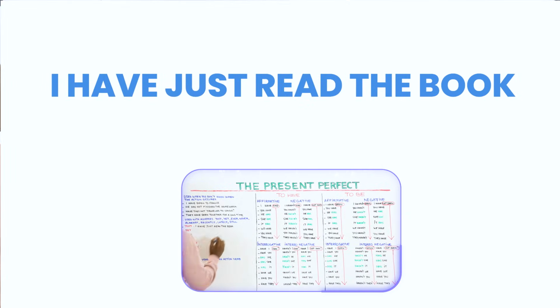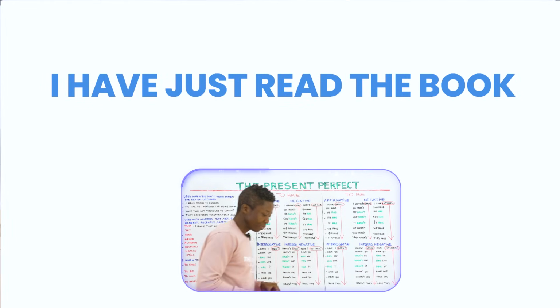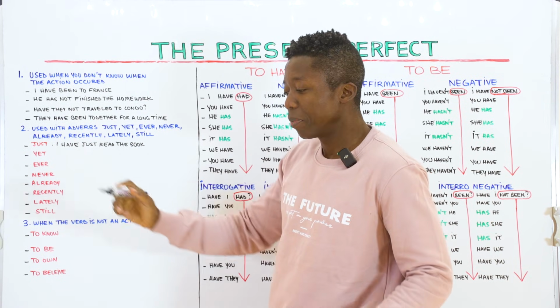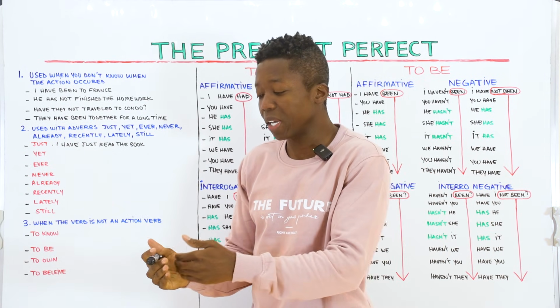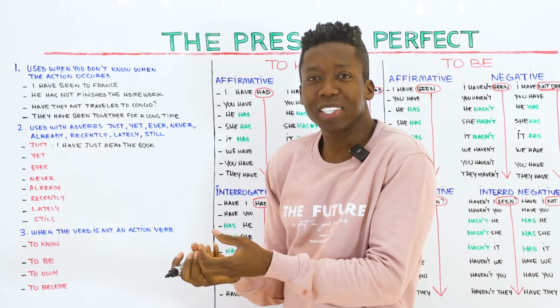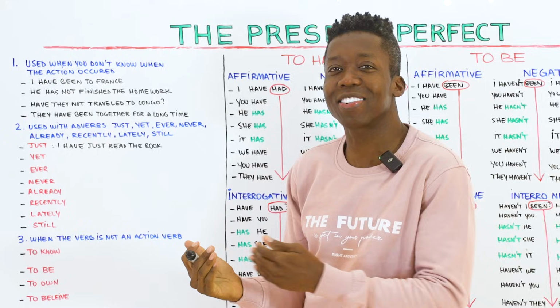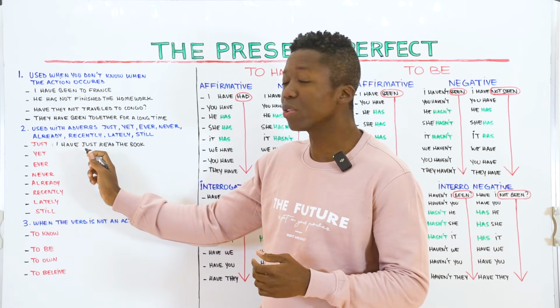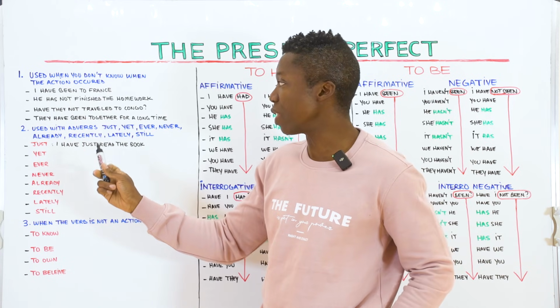I have just read the book. This is the adverb just, meaning I finished the book in the past, but because it is a recent past, it still has a relationship with the present. That's why we use the present perfect tense here.